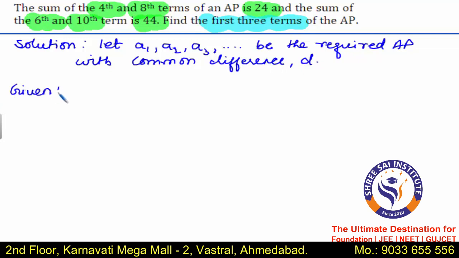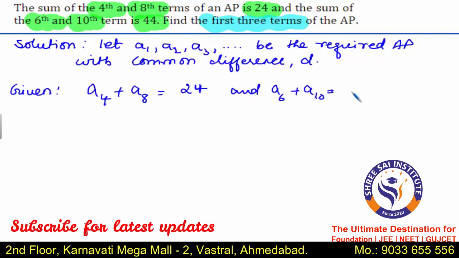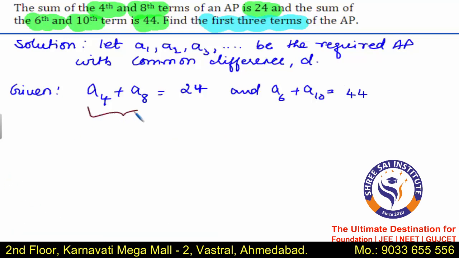We are given that the sum of the 4th term and the 8th term is equal to 24 and the sum of the 6th term and the 10th term is equal to 44. Now, from these two equations, we will find the value of the first term and the common difference, and then we will find the first 3 terms of the AP. Let's begin with the first one. It says that the sum of the 4th term and the 8th term is equal to 24.